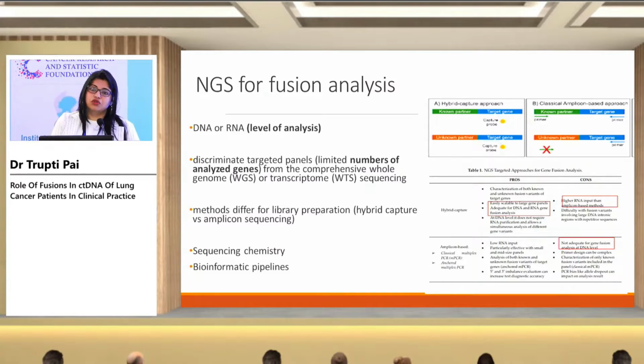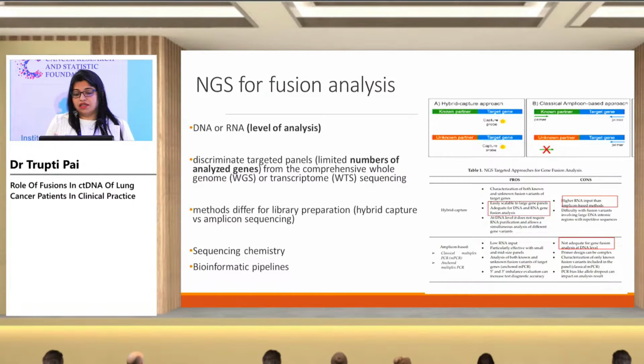Another thing is your panel target, whether it is a limited gene assay or whole transcriptomic or genomic. Secondly, when you look at the chemistry of the sequencing or the library preparation, whether it is hybrid capture or amplicon sequencing. In hybrid capture, with the help of specific probes, you will target the entire gene of interest. That is very good when you want to design large gene panels. It also helps you to identify known as well as unknown fusion partners. So it is very good. It can be used in RNA as well as DNA.